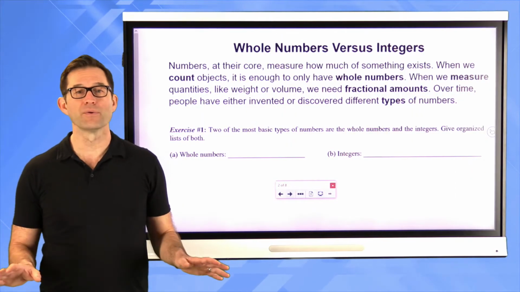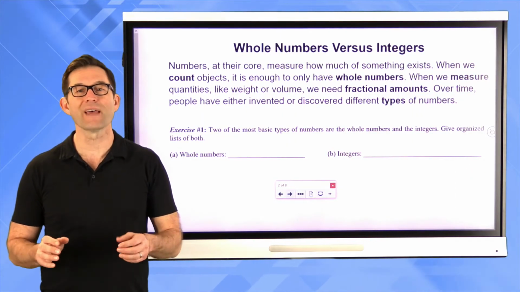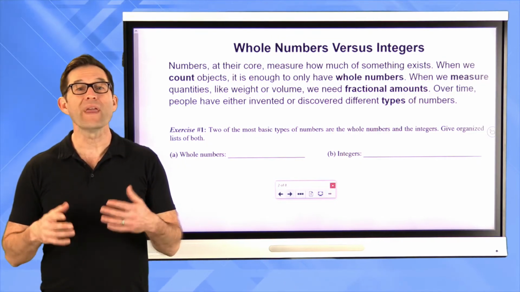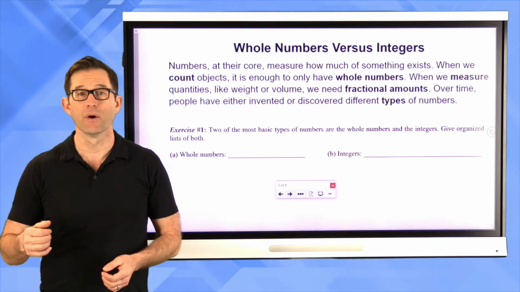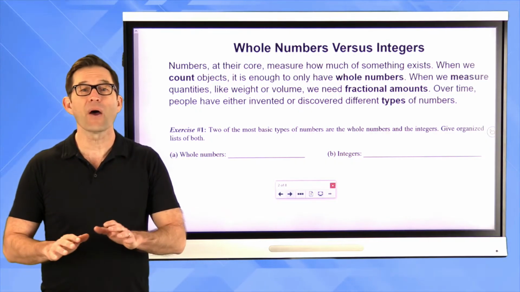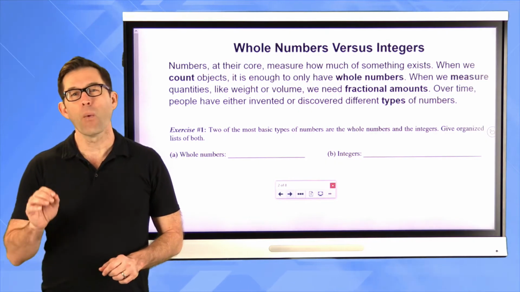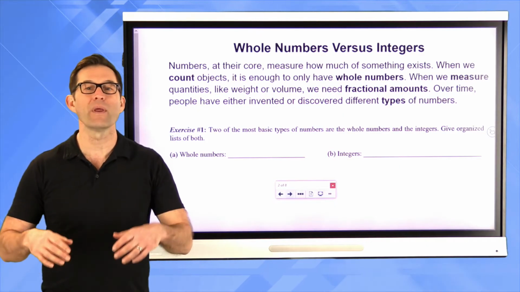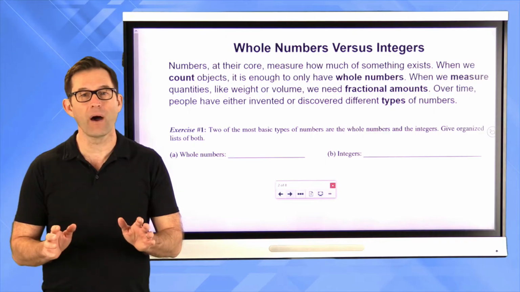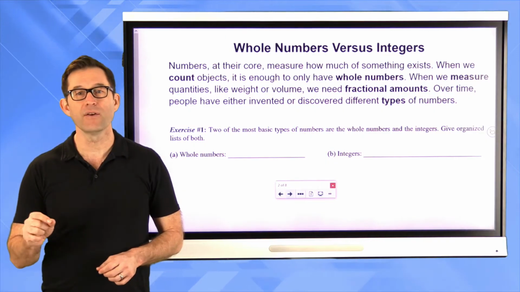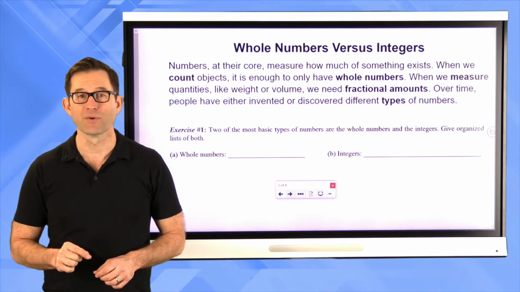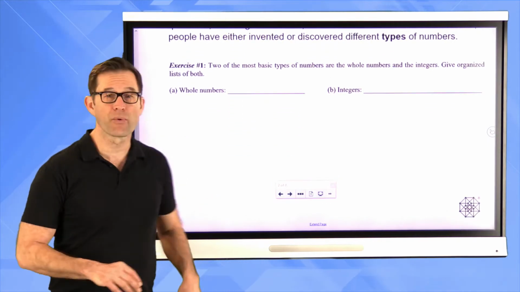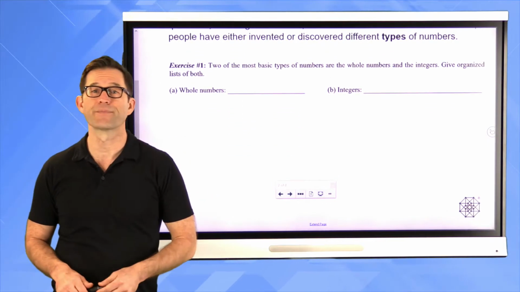Now, whole numbers versus integers. Numbers, at their core, measure how much of something exists. When we count objects, right, 0, 1, 2, 3, 4, it's enough to only have whole numbers. But when we measure quantities like weight or volume, we need fractional amounts. Over time, people have either invented or discovered different types of numbers. So we're going to be talking about a few of those today. And let's jump right into exercise number 1.